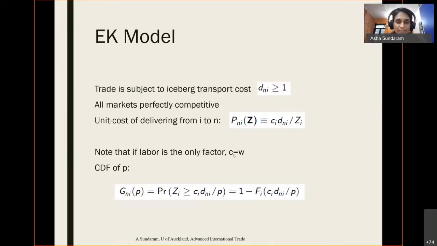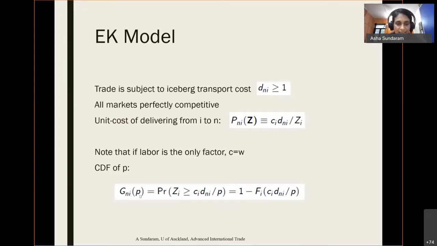So one simplification that people usually make is they say C is equal to W. In other words, the cost of making something is simply the wage in that country, okay? The marginal cost. So let's look at the CDF of prices. What is the cumulative distribution function of prices in this setting? We're going to denote that by G_Ni of P. Again, remember that N is India, which is the home country, and let's say I is any other country, China.